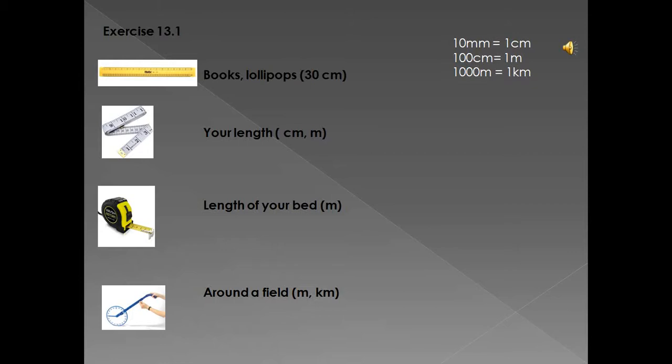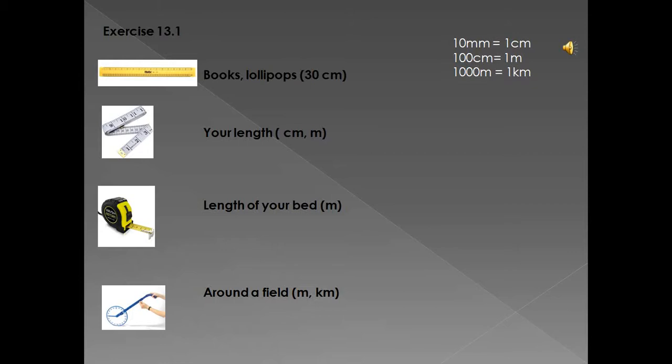Now, a meter ruler, which is exactly a meter long, would be used to measure the distance between 2 things, or once again, the length of something in your room, something that would be a meter or 2 long. Then you would have a trundle wheel, which you would use to measure around a rugby field, for example, and that you will measure in meters and kilometers.